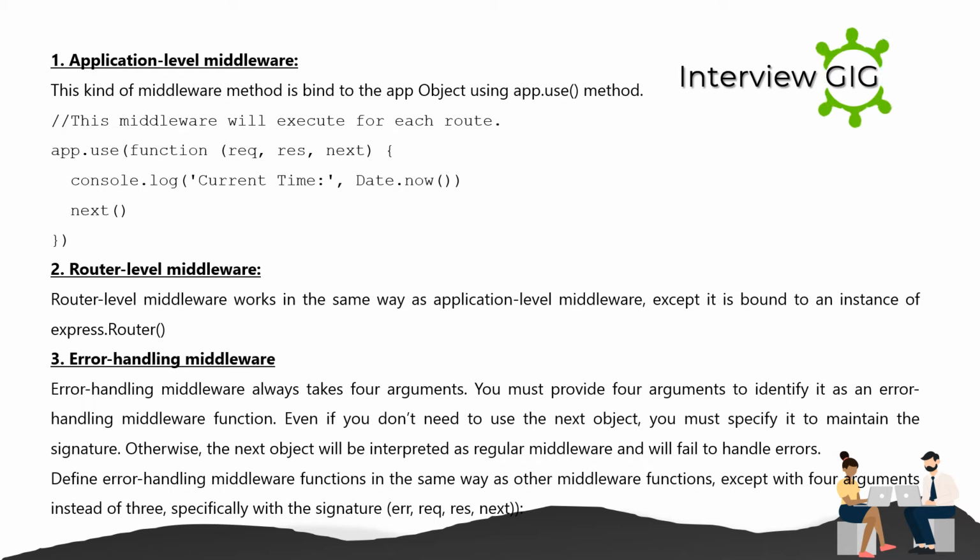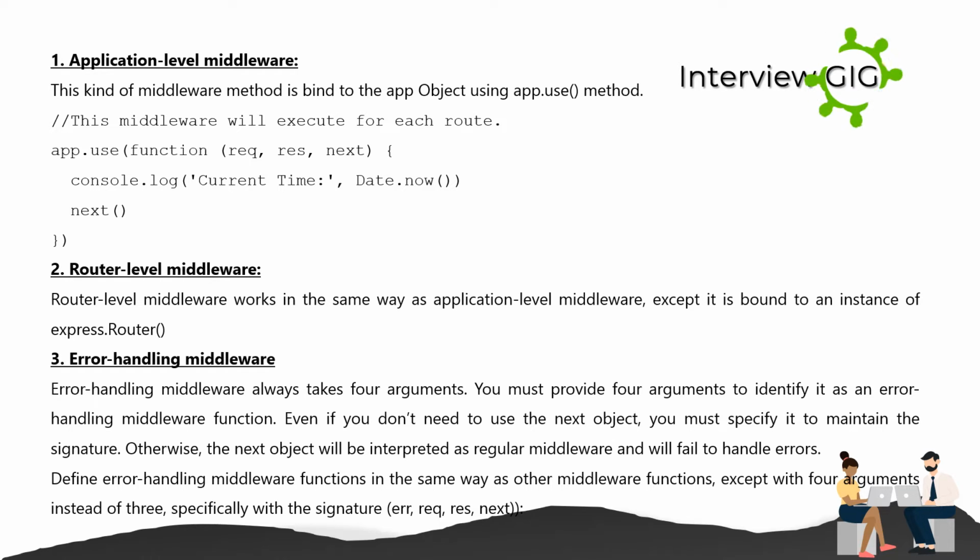1. Application level middleware. This kind of middleware is bound to the app object using the app.use method. This middleware will execute for each route. app.use(function(req, res, next) { console.log('Time:', Date.now()); next(); }). 2. Router level middleware. Router level middleware works in the same way as application level middleware, except it is bound to an instance of express.Router.